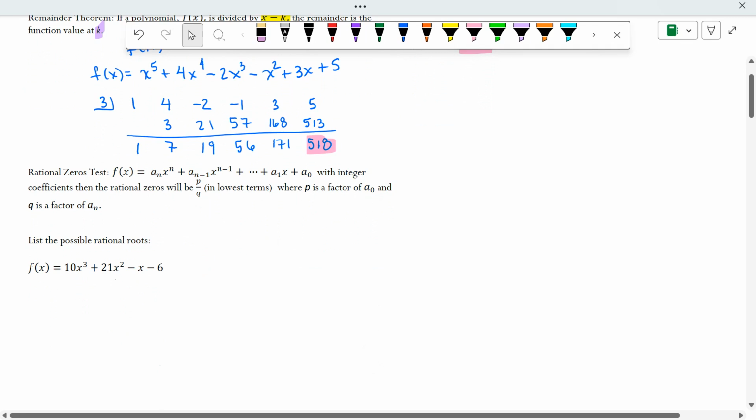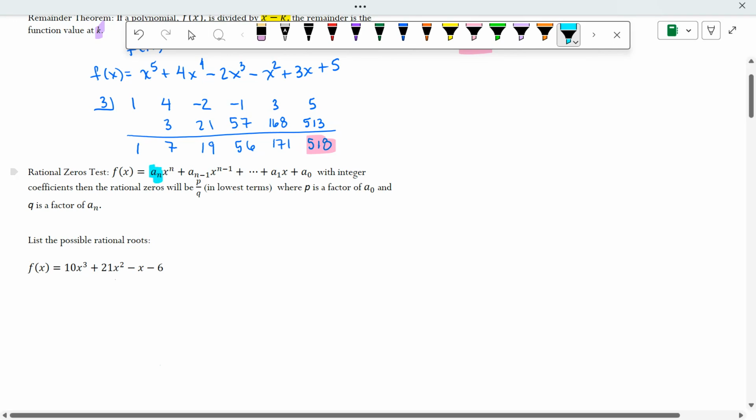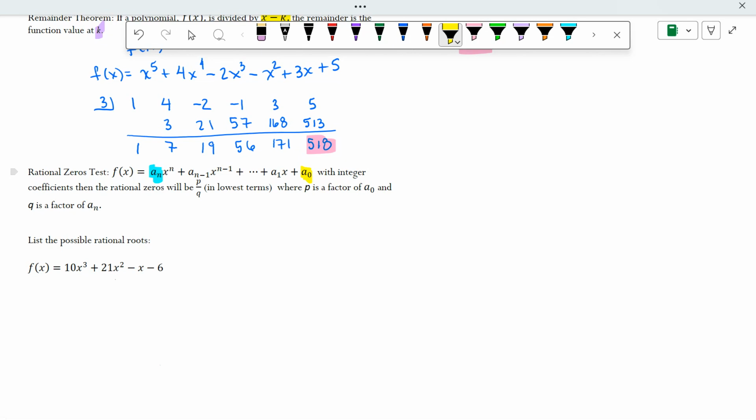I believe that you guys had the rational zeros test last year in Algebra 2. It says that if I have a polynomial defined as such, where a sub n is my leading coefficient, just like we've always had, and a sub 0 is my constant term, and if I have integer coefficients, then the rational zeros will be, in lowest terms, P over Q.